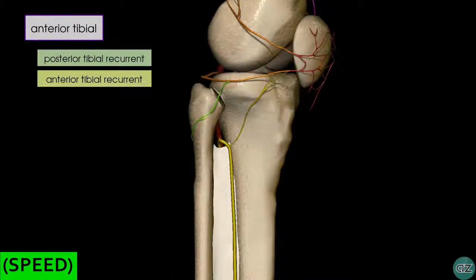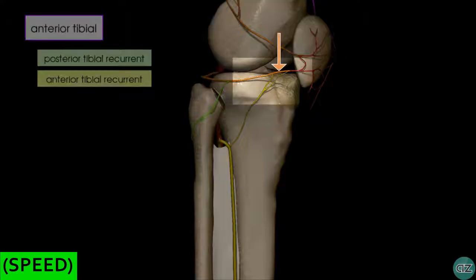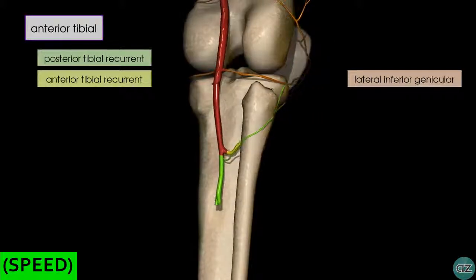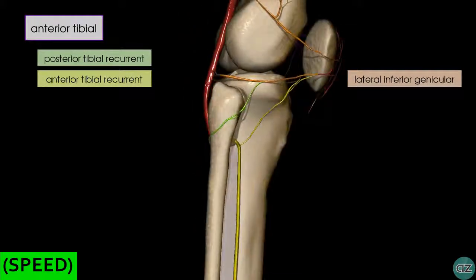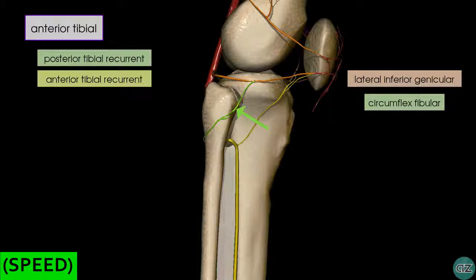I've just switched over to a different model which illustrates how the anterior tibial recurrent artery anastomoses with the lateral inferior genicular branch of the popliteal. If I rotate the model around, you can see the lateral inferior genicular coming off the popliteal artery. You can also see this other branch anastomosing, which is the circumflex fibular artery of the posterior tibial artery, which I'll come back to talk about.